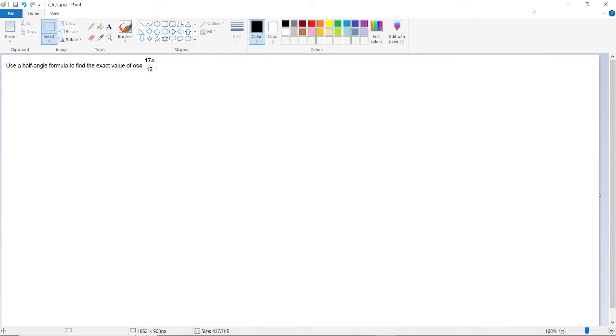This is 765. It says use a half-angle formula to find the exact value of cosecant 17 pi over 12. Where is 17 pi over 12? Well, you'll figure it out. It's in the third quadrant. How do we know it's in the third quadrant?